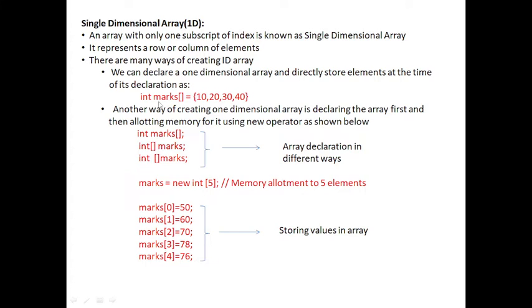So array capacity is 4. It means the size of the array is 4. This array is going to store 4 elements. How are we telling the size of this array is 4? Because here we assigned only 4 values: 10, 20, 30, 40. 4 values are assigned. It means the size of this array is 4.